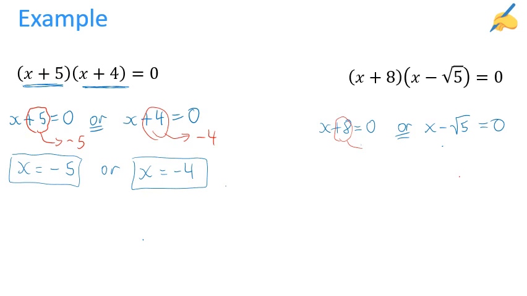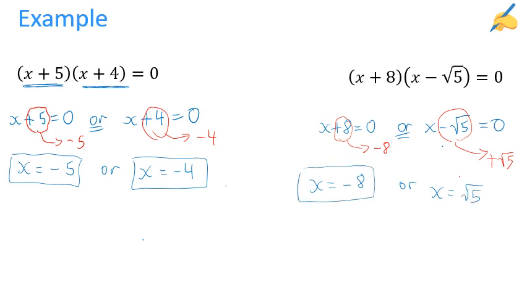So I'm going to subtract 8 over to this side. X equals negative 8. Or I'm going to do the inverse operation. So the opposite of subtracting square root 5 is adding square root 5. So x equals square root 5. So these are my two solutions.